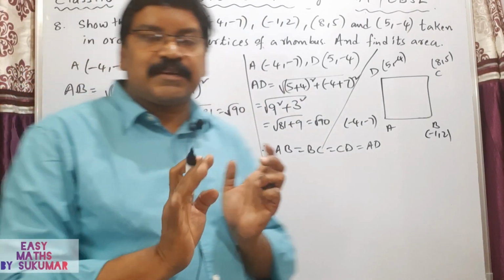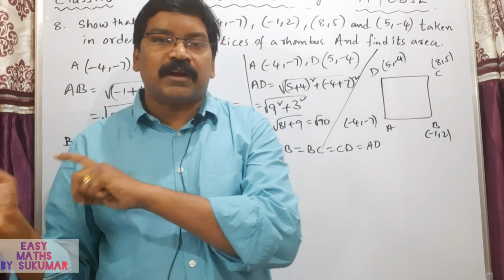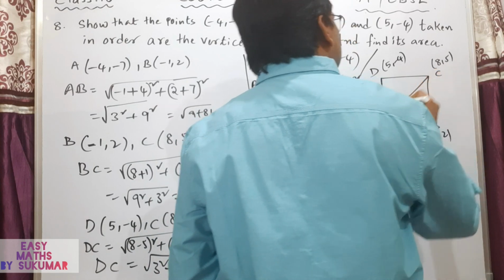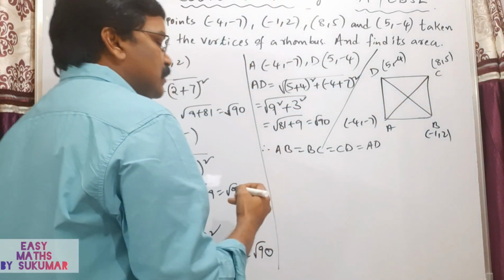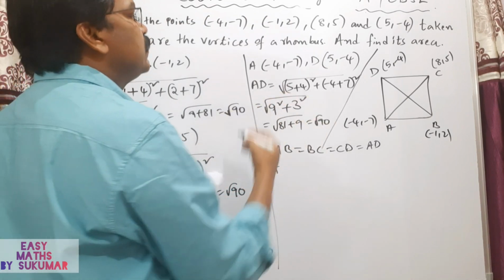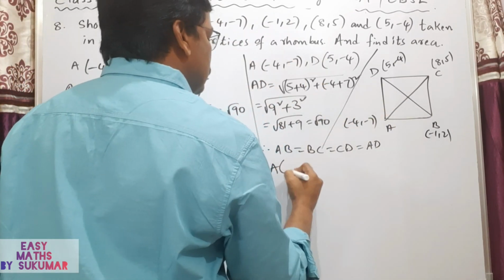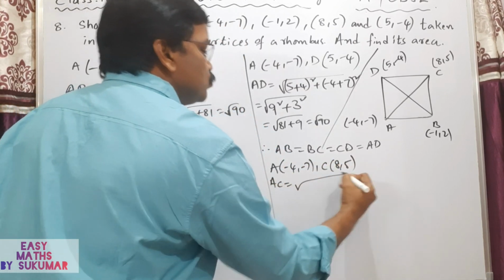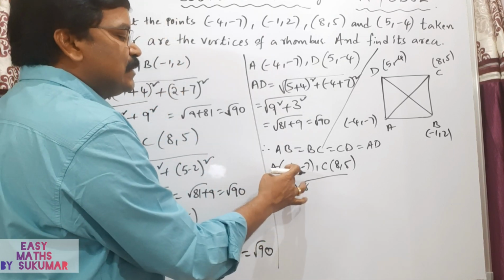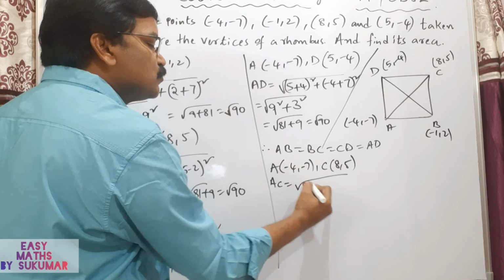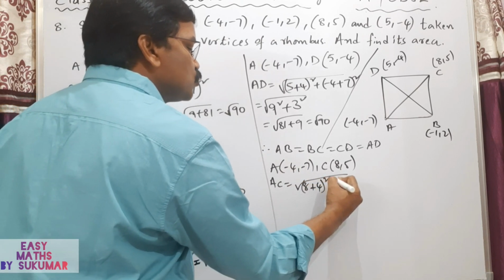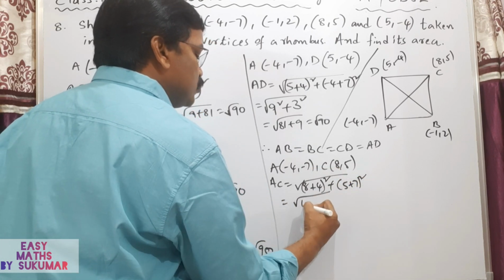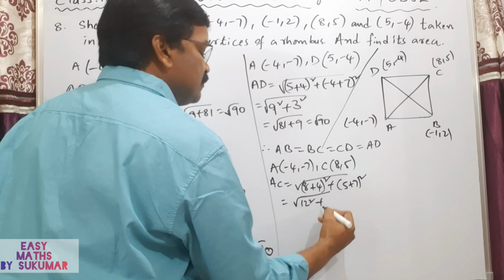Okay, we have to differentiate between what? The square and a rhombus. That means we should find the lengths of the diagonals. What are they here? AC and BD. A is -4 comma -7 and C is 8 comma 5. So AC is equal to the square root of (8 minus of -4, that is 8 plus 4) whole square. Similarly, (5 minus of minus 7, that is 5 plus 7) whole square. So 8 plus 4 is 12 square plus 5 plus 7 is also 12 square.